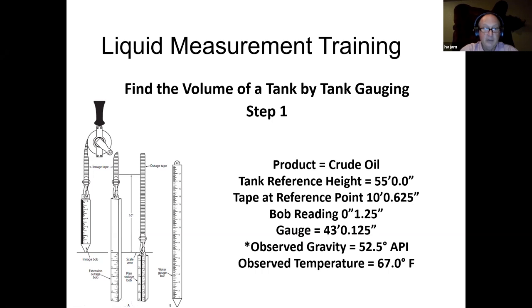Once I know that gauge height, while I'm up there, I'm also getting my gravity, and we're going to use it in our example here. That's 52.5 degrees API. And we're going to grab an observed temperature of 67 degrees of the liquid in the tank. There are more details around how the gravity is determined in the sample that's taken, and the temperature and where it's taken. We'll touch base on that in a minute.